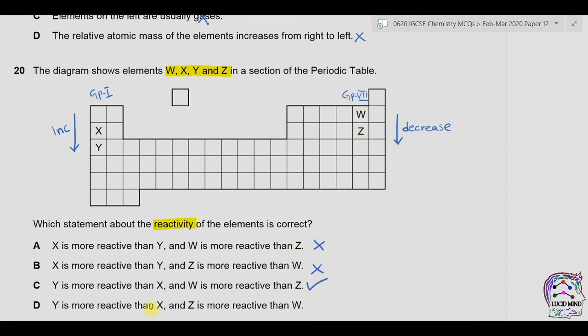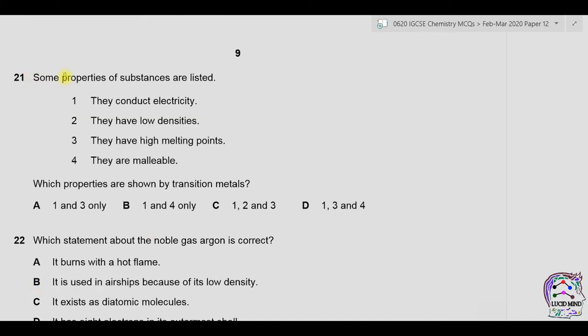D. Y is more reactive than X. This is true, and Z is more reactive than W. This is incorrect. So therefore correct option is C. Question 21. Some properties of substances are listed.